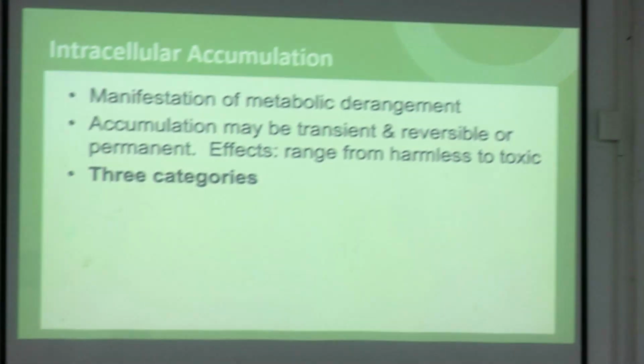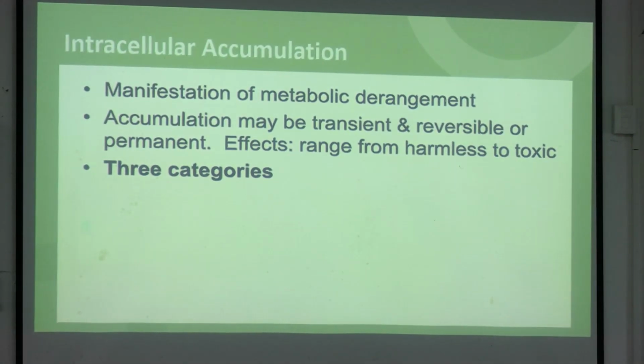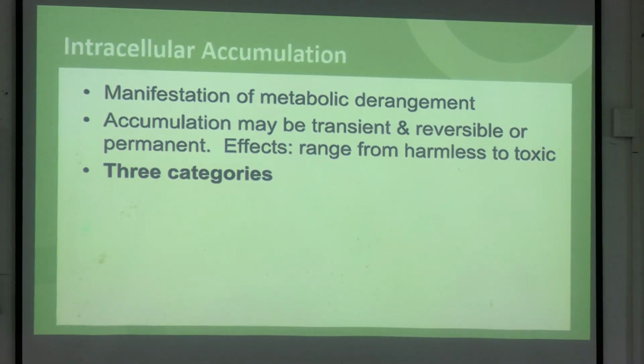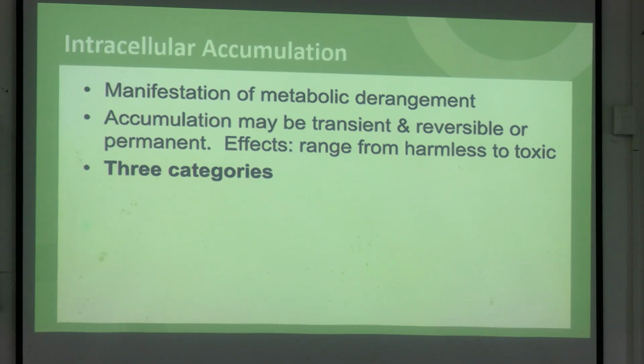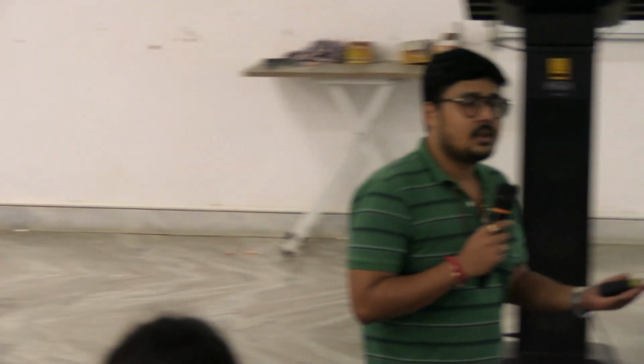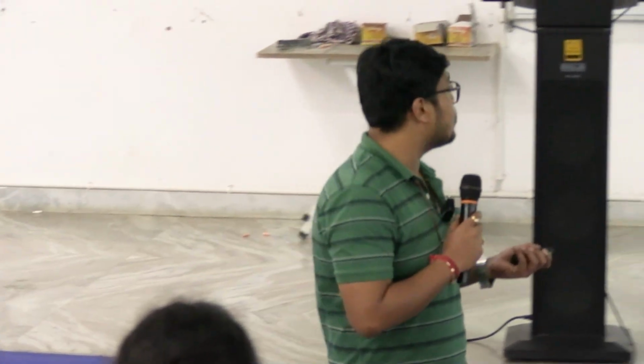A manifestation of metabolic derangement is intracellular accumulation. Accumulation may be transient and reversible or permanent. Effects range from harmless to toxic. The accumulation may be transient or reversible, and may wash out after due course of time, or it may be permanent if measures or medication are not taken properly at the right time, giving permanent changes and a notorious effect to the cell and adjacent tissue.